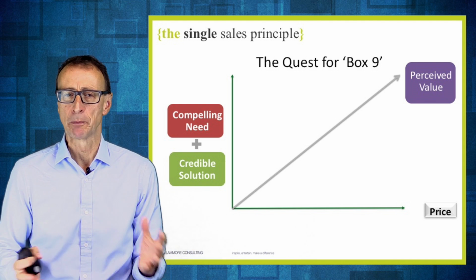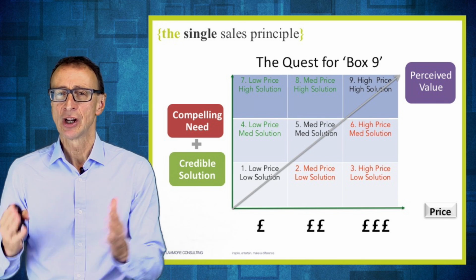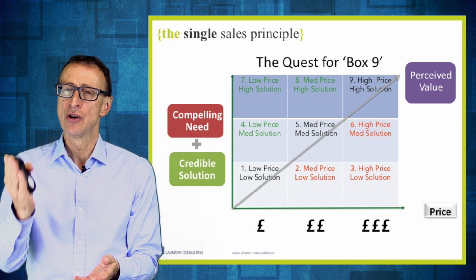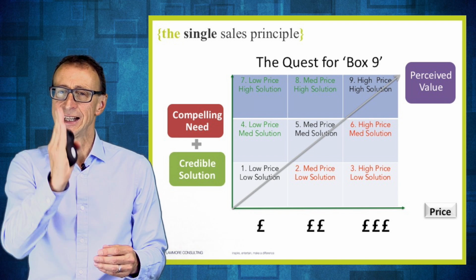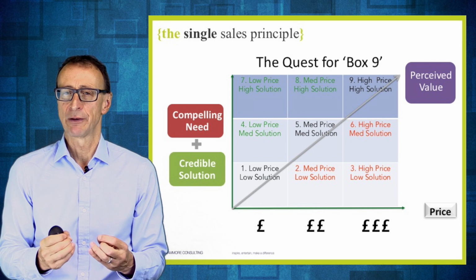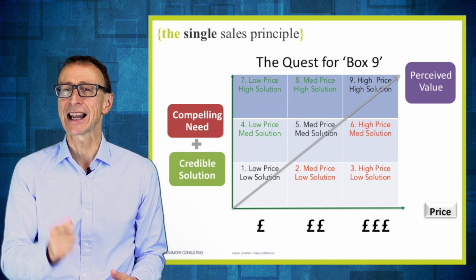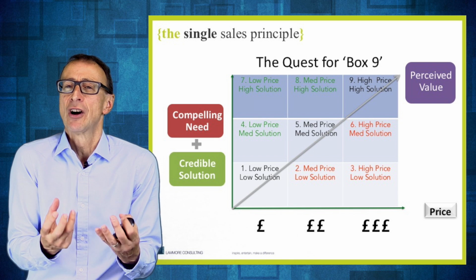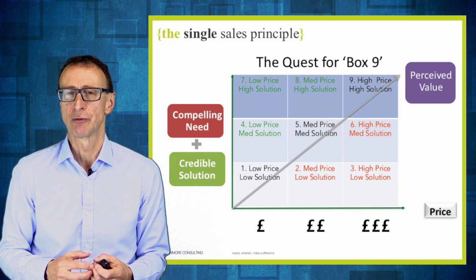So where do we get the different boxes? Well, quite simply, we start to then map out 9 boxes onto this grid. Boxes 1, 5 and 9 are where the price being charged is equal to the value that we believe as a customer we are getting out of it. So for example, box 1, that's where we're charging a low price, but we get exactly what it says on the tin, and we're happy. We're happy with what we get in terms of the value. It's not a lot of money, but we get a pretty good return.